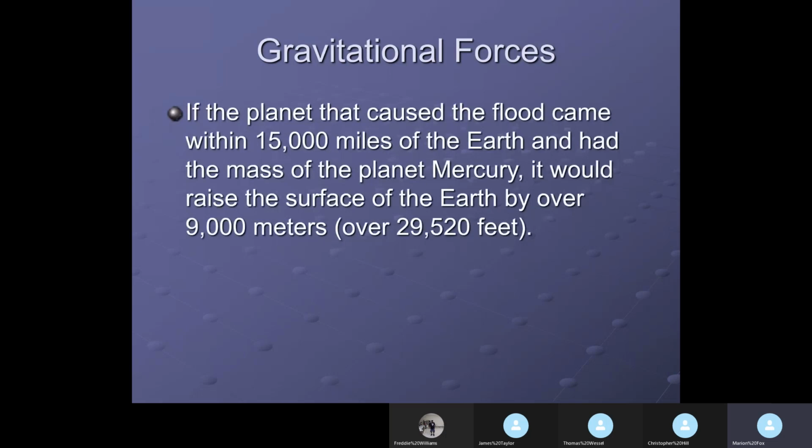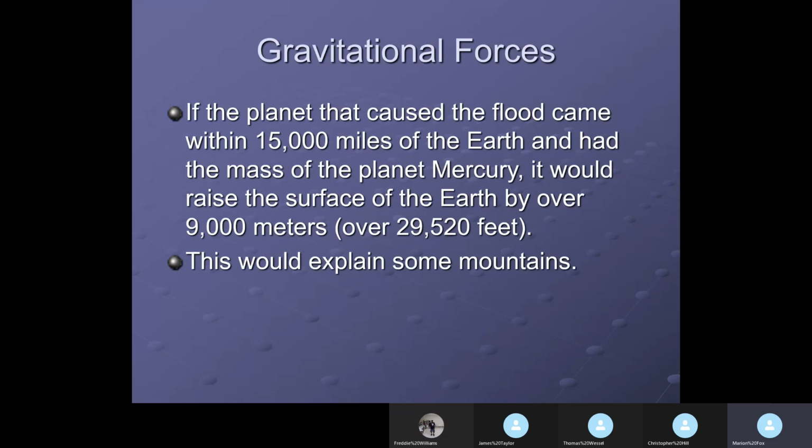So if we take a planet the size of Mercury, and that's what I'm convinced caused the flood, if it came within 15,000 miles of the Earth, with Mercury's mass, it would raise the surface of the Earth by over 9,000 meters, about 30,000 feet, approximately. And that would explain nearly all of your mountain ranges right there, and it would elevate them up. Now, another thing that would explain some of your mountains, not all of them.